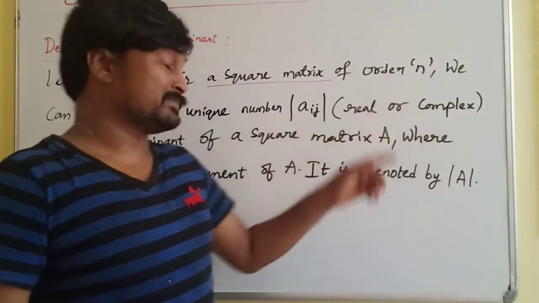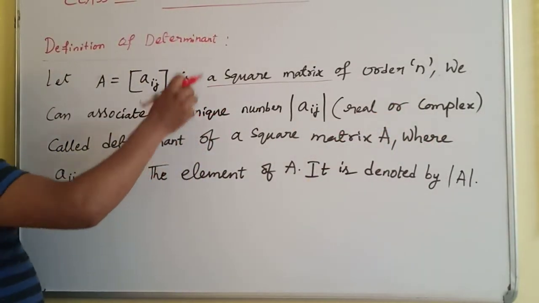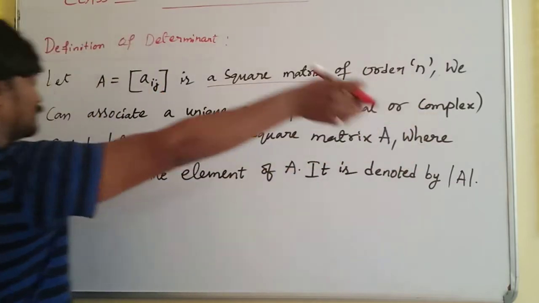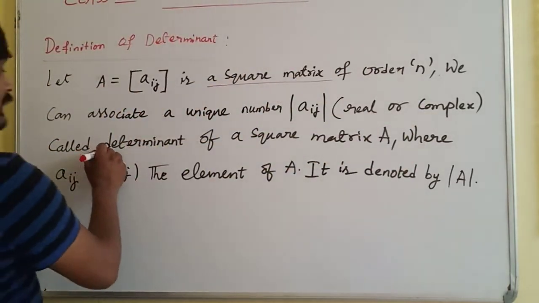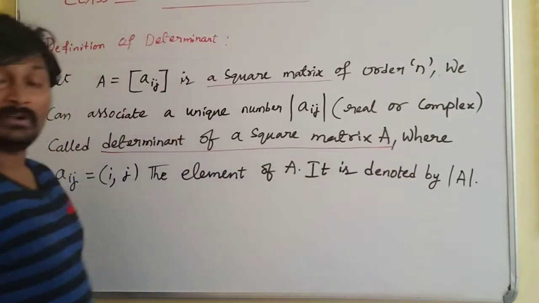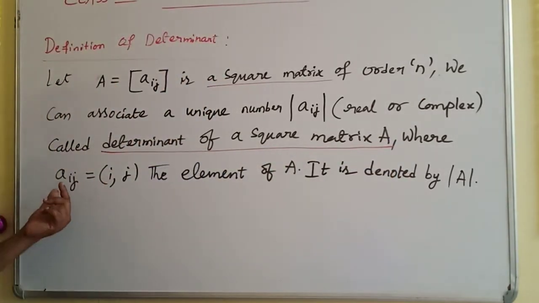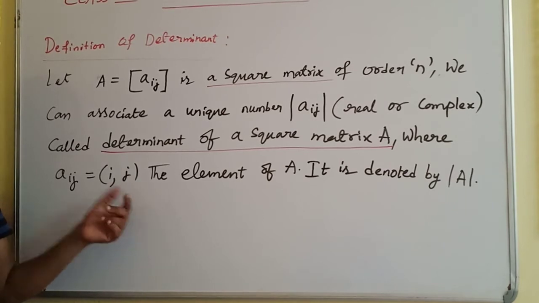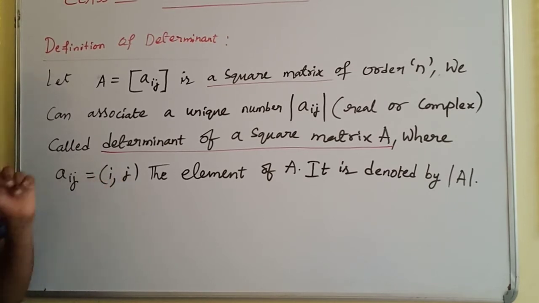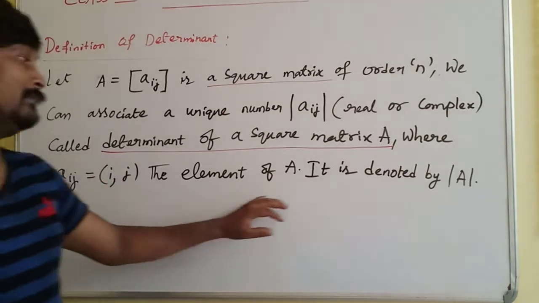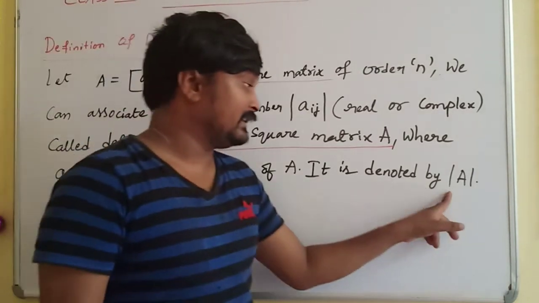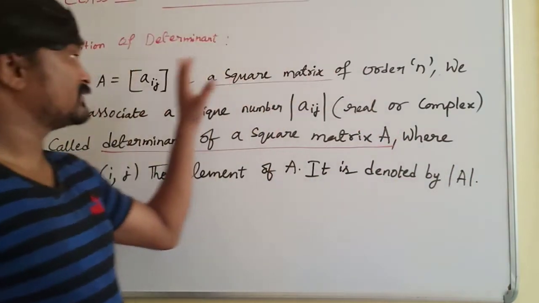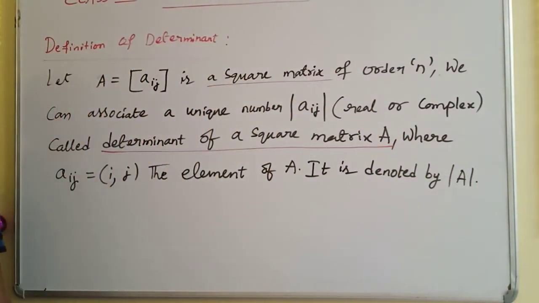Real or complex means the unique number may be a real number or a complex number. It is called the determinant of the square matrix A, where Aij is the element at i, j, with i being the rows and j the columns. It is denoted by det A. So you have understood this. This is the definition of a determinant.